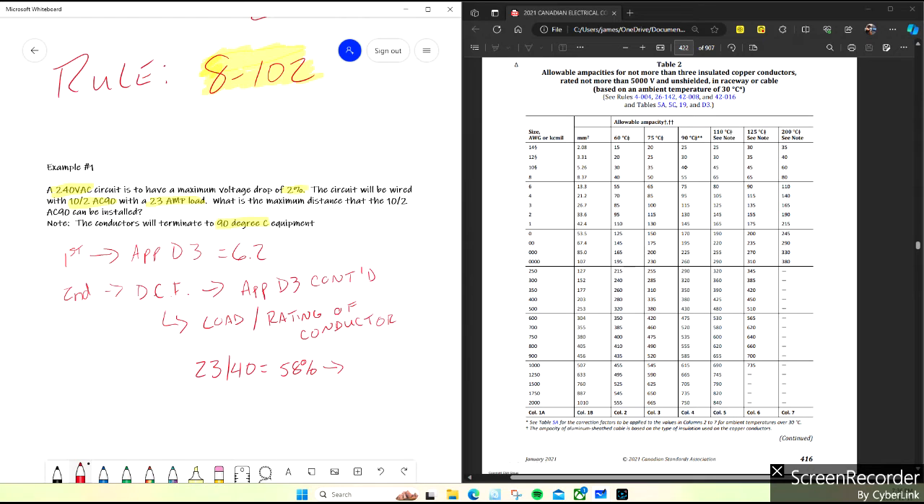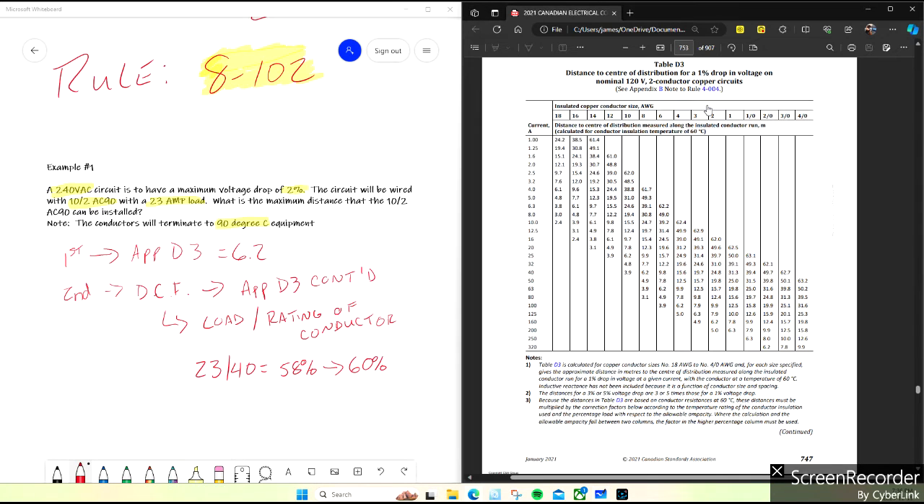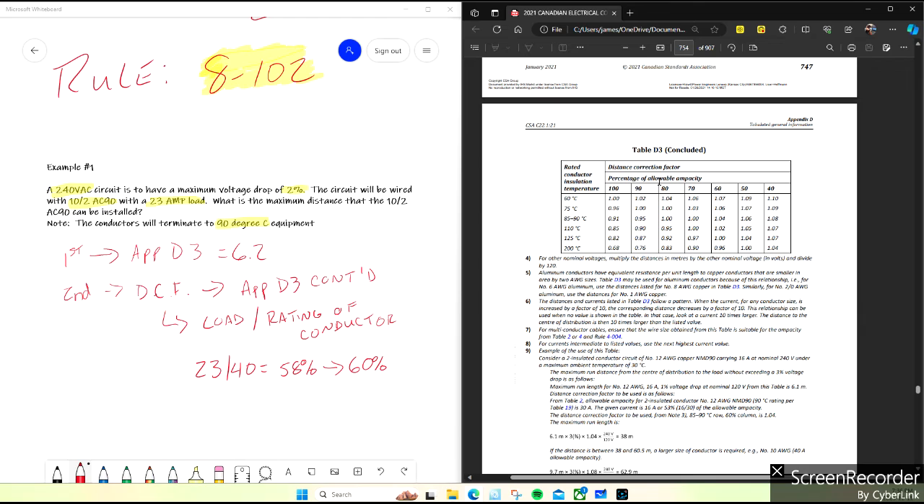What we do with that, though, you're going to see is we got to round it up to 60%, and I'll show you why. So I'm going to bounce over to D3 again and go to the continued. The percent of allowable ampacity, these values up here, right? There is no 58%. So we need to round up to 60. So I'm using 90-degree insulation temperature rating. I'm just going to scroll over till I get to my 60 column, and I can see that I will need to have a distance correction factor of 1.04. Okay, that's it for that.